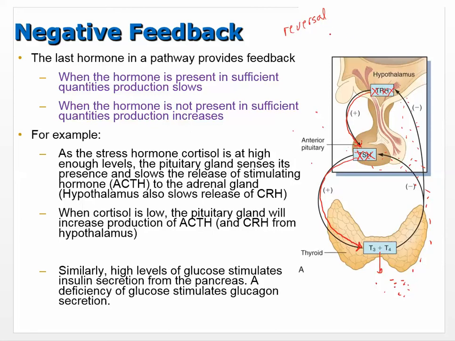So if my thyroid hormone levels are increasing, and then through negative feedback they decrease, that's a reversal. So they went from high to low, or high to normal. We want to keep it as normal as possible. So that's a reversal. But what about if the thyroid hormones are low, and then it reverses and goes back up to normal? That's also negative feedback.